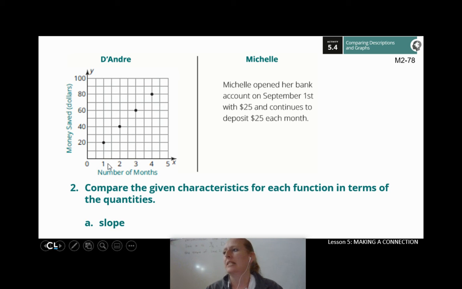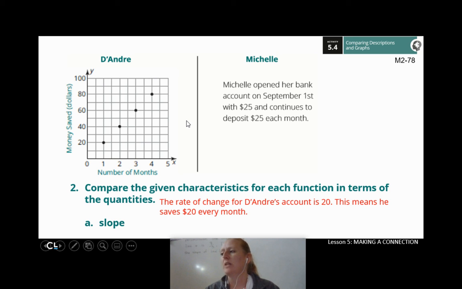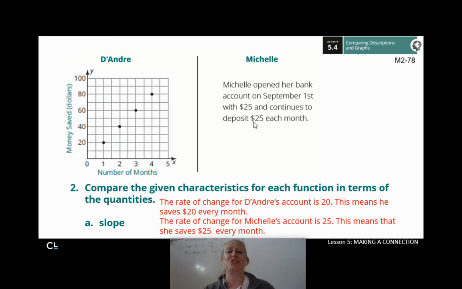All right, so let's talk slope. Well, it looks like Dondre is adding $20 each month. So I'm going to say Dondre's rate of change is $20 because he saves $20 a month. Ooh, but now that I figured out Dondre's slope and that it's a whole $20 per month thing, that actually helps me figure out what Michelle's rate of change is, because Michelle is depositing $25 per month. So her rate of change is $25. You get the idea.